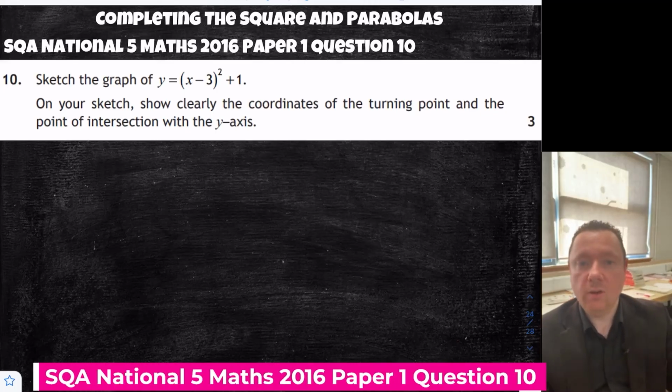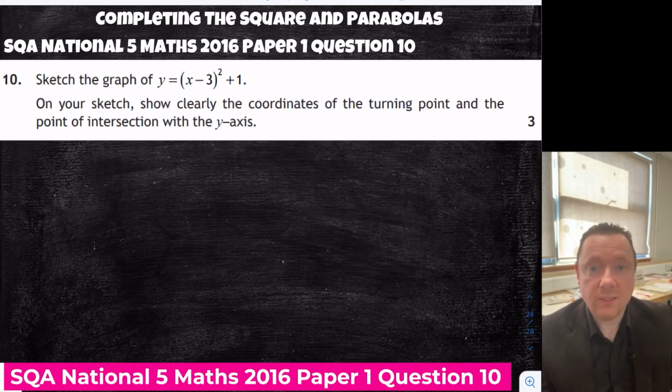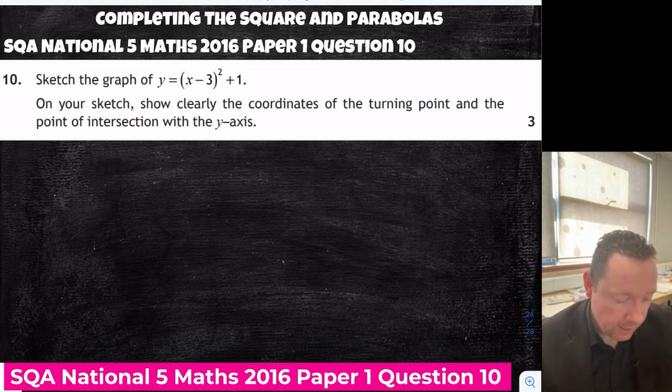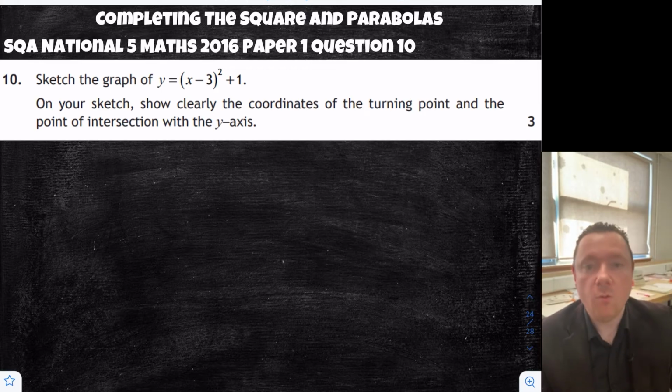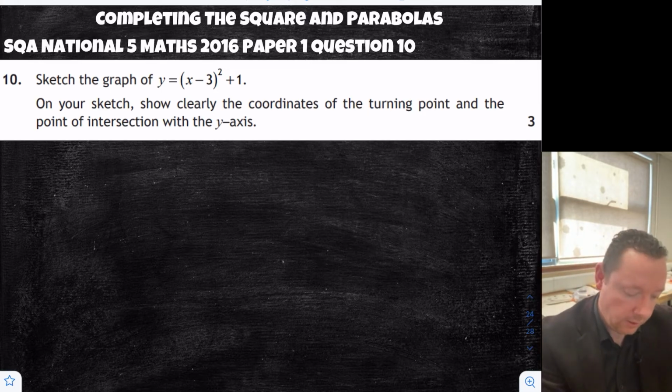So we're completing the square and parabolas. SQA National 5 Maths 2016, paper 1, question 10. Sketch the graph of y equals (x minus 3) squared plus 1. Show clearly the coordinates of the turning point and intersection of the y-axis. Well, the turning point is easy.